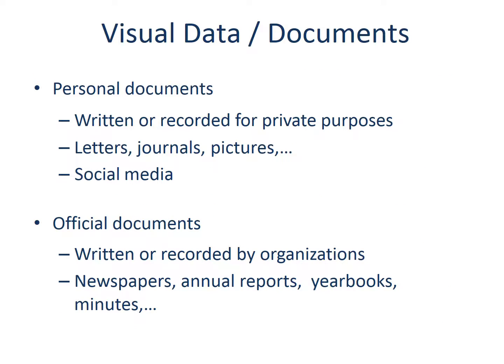Another source of qualitative data can be documents or visual data. Documents encompass both personal documents, from what people write or record for their own private purposes, and official documents. Personal documents can include letters, journals, and pictures. Nowadays, even one's social media activity can be a good source of data for personal information. On the other hand, researchers can also collect data from newspapers, annual reports, yearbooks, meeting minutes, or other archives.